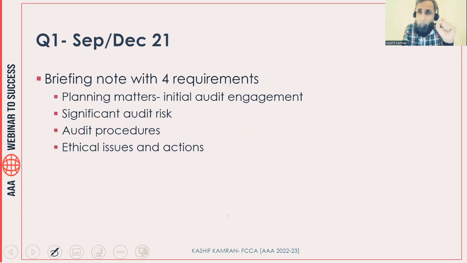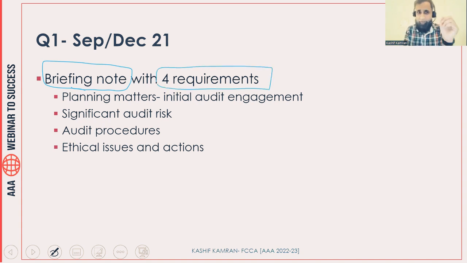Now, when you look at question number 1 of the September-December 21 exam, which is the latest paper available and uploaded, the first question contains a briefing note requirement, and you have to present the answer in the form of a briefing note. You have 4 professional marks allocated with the briefing note, and I will be sharing the examiner feedback on that as well. As it is with every question number 1, that briefing note has 4 requirements, A, B, C, D.